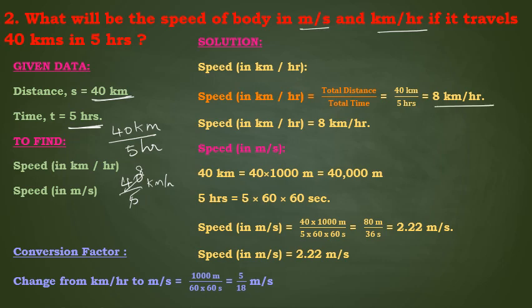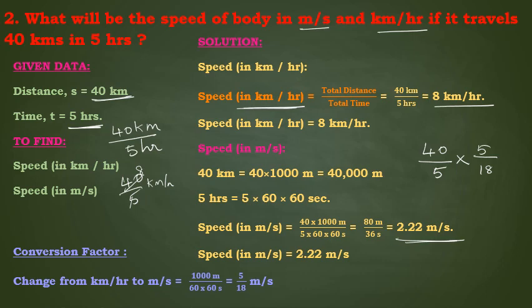That is what we have done here in terms of kilometer per hour. In terms of meter per second, I told you we convert it by 1000 meters into 60 into 60. Or, as we saw in the previous video, we can very easily convert it like 40 by 5, multiplied by 1000 by 3600, which can also be done as 5 by 18. In this way, you will get the same answer.